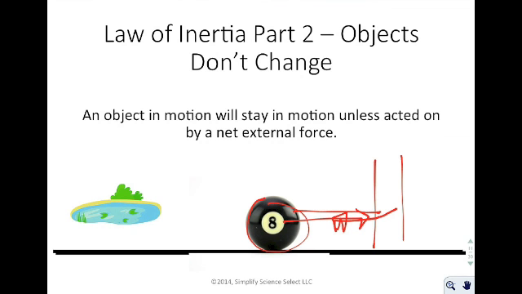And now some of you are thinking, well, I roll a golf ball along the grass and it comes to a stop, so how does this work? Well, remember, we're talking about a net external force. We're going to talk about this a little bit later, but when you have grass, there is a force that is exerted between the grass and the ball that you may know as friction. Don't account for friction when we're talking about the law of inertia.